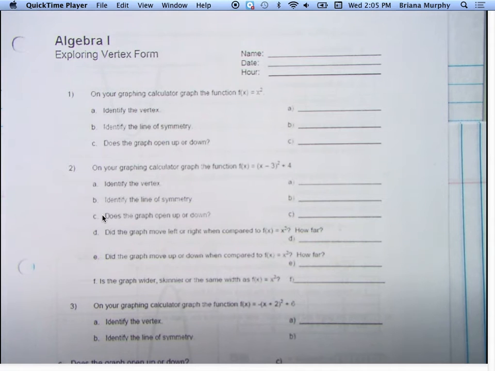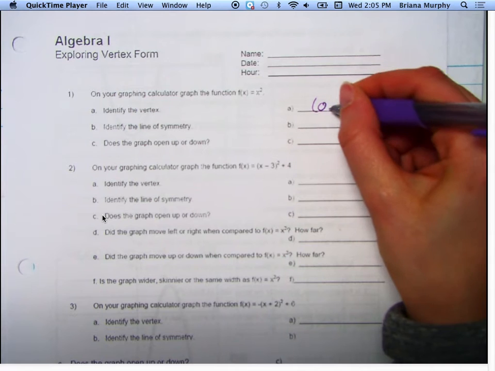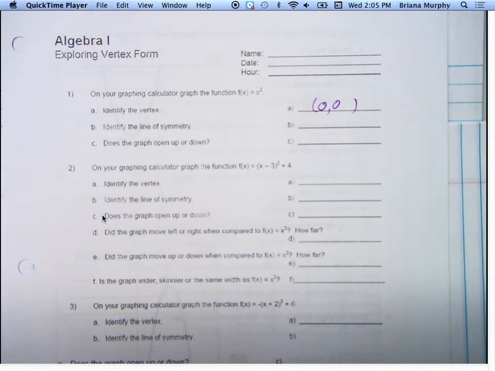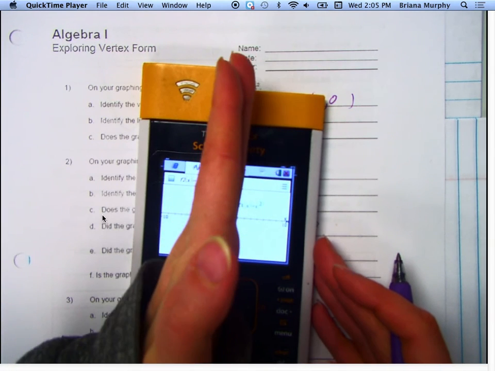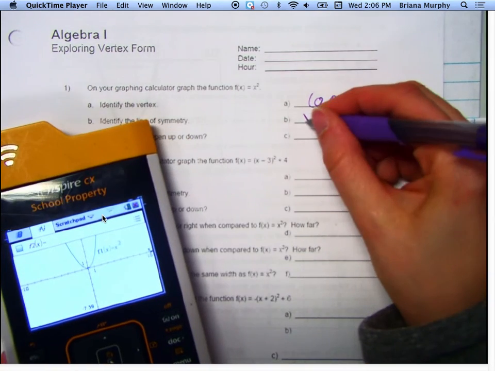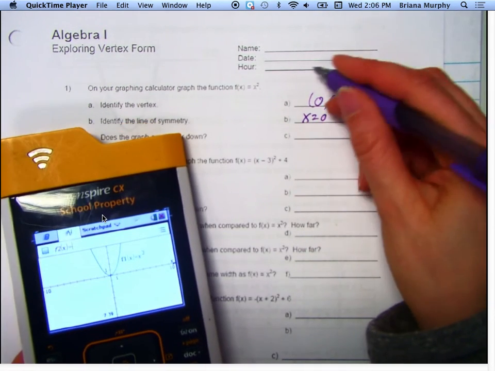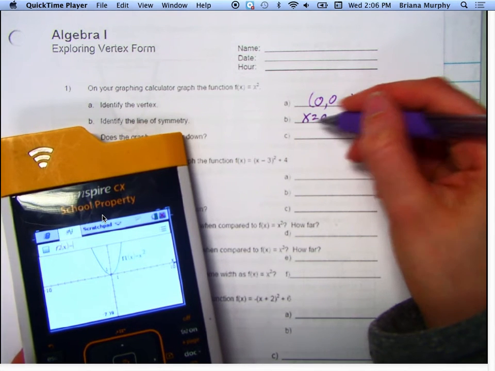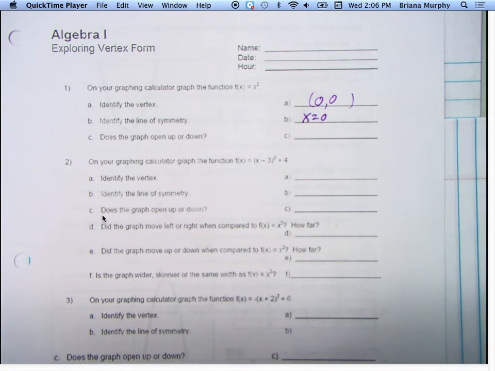Using this information and what you know already, what is the vertex? If I was going to cut my graph in half, what would be the line of symmetry it would cut at? It would be at 0. If I'm cutting this way, we're going to say x equals 0. It's always the x value of the vertex, and it's always x equals. Does my graph open up or down?